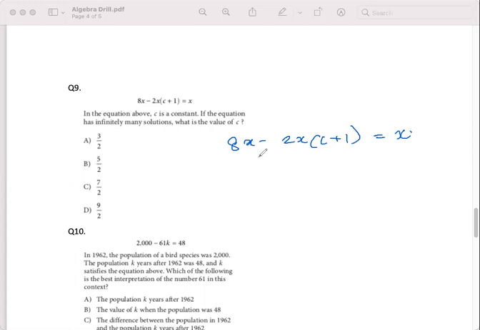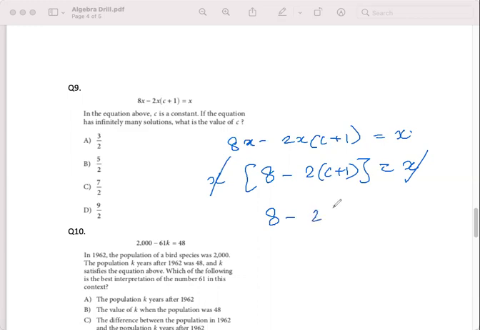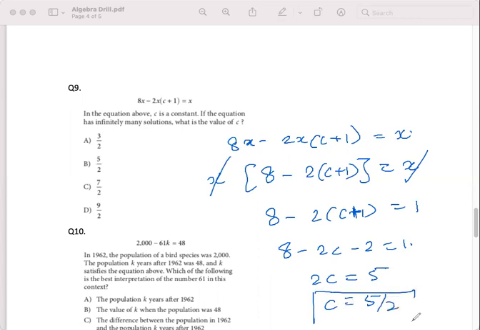So I can just take x common from the left-hand side. So I get 8 minus 2 times (C plus 1), and that is x. And I can cancel that out because it's true for any x. So 8 minus 2 times (C plus 1) is 1. So 8 minus 2C minus 2 is 1. So 2C is 5. So C is 5 by 2. So the value of C comes to 5 by 2.